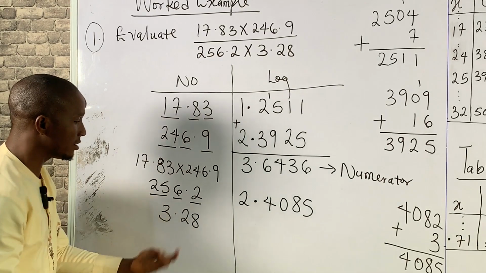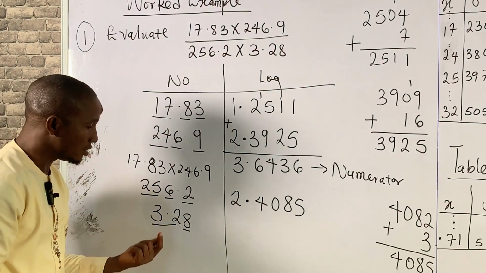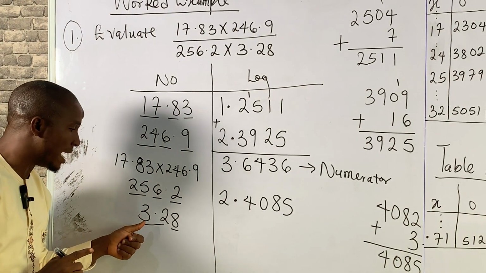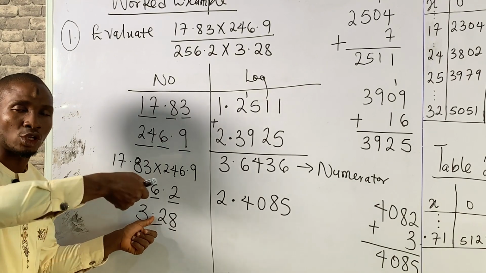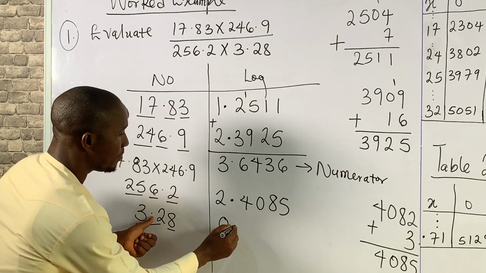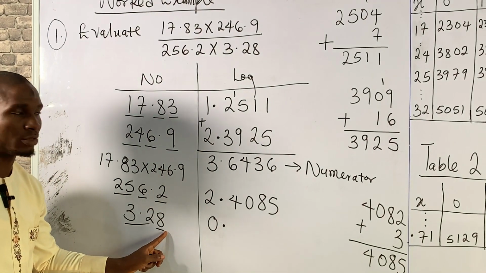3.28. This means that you check for 32 under 8. Firstly, the characteristic here is what? 1. That is, there is one number before the decimal point. You subtract 1 from 1, that will be 0. So we have 0 point. Now let's check 32 under 8 from our logarithm tables.